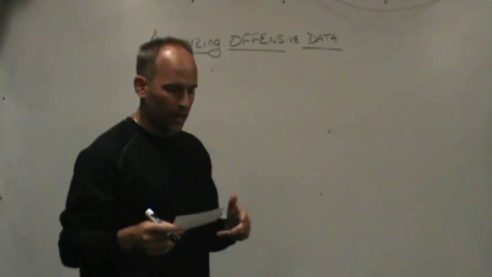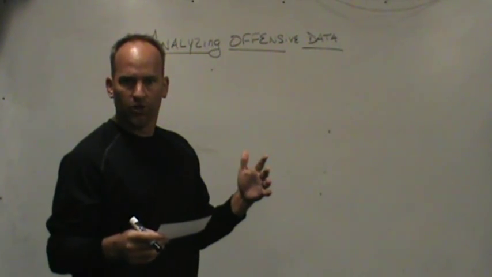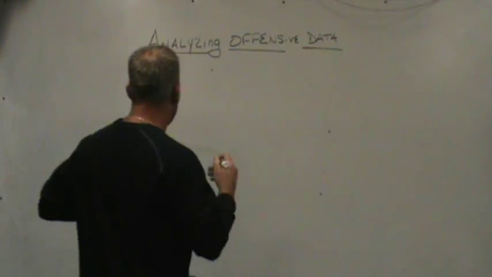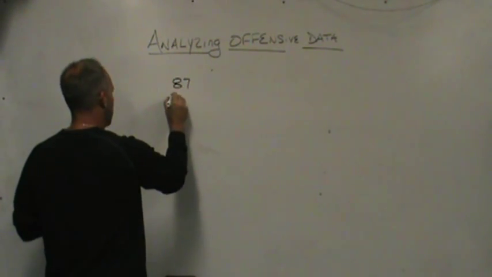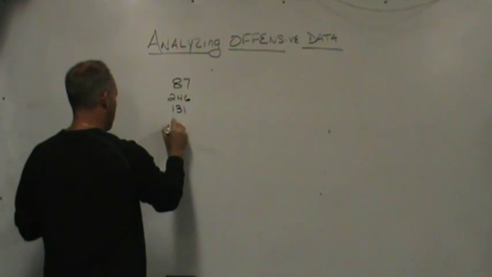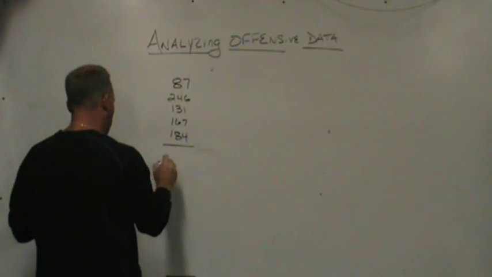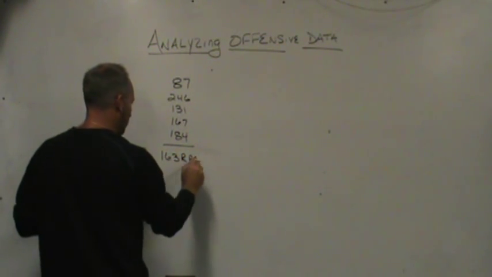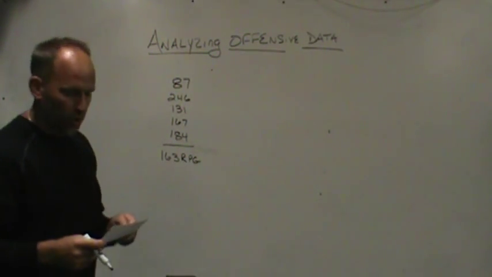Okay. So the first one we're going to look at, all right, I'm going to put up average yards rushing per game in the 5 losses and what the average was, and then in the 4 wins and what the average was. So for us, in our 5 losses, we had 87, we had 246, we had 131, we had 167, and 184, okay? And that total was 163 rushing yards per game. So in our 5 losses, we had 163 yards rushing per game.